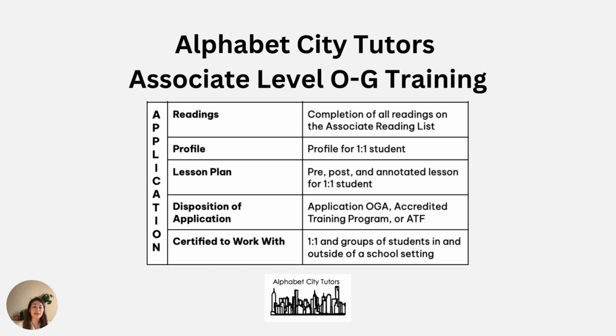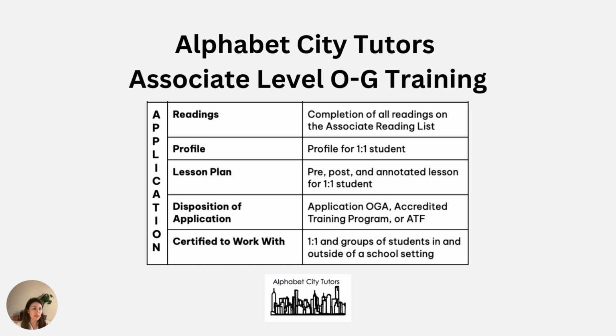So you submit, in addition to the profile, a sequence of 3 lessons towards the end of your practicum that you did with that student, and you annotate the middle lesson. You're really describing in detail in those annotations what you did for each part of the lesson, what the student did. If the student made an error, how did you respond to the error?